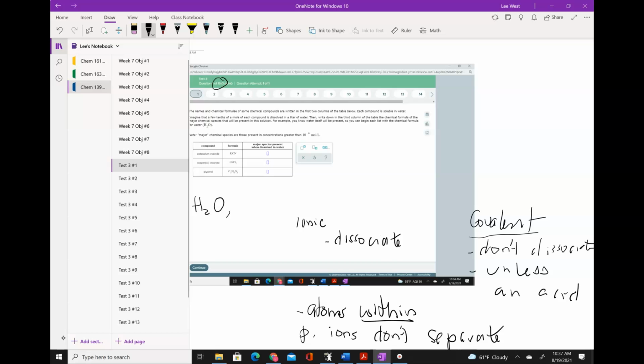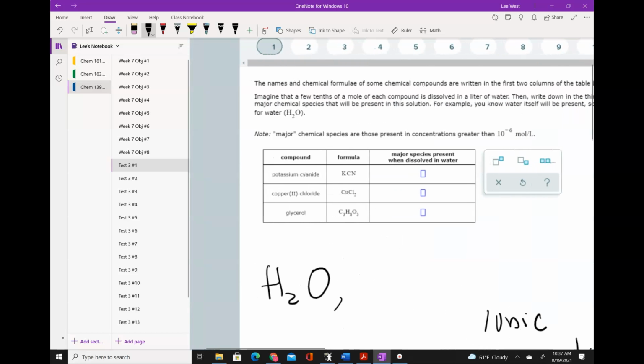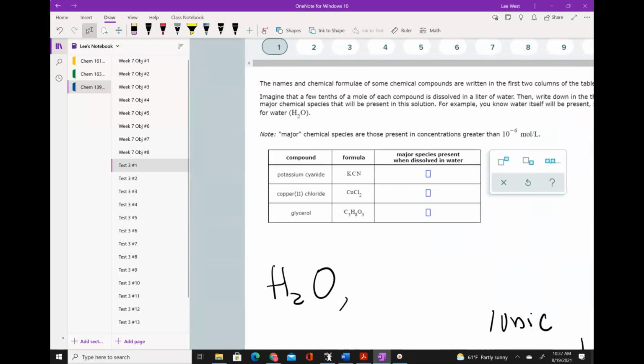So let's have a look. The first thing I'm going to do is go through and identify, do we have any ionic compounds and do we have any covalent compounds? So this guy is ionic because it begins with a metal. This guy is ionic because it begins with a metal, and this guy is covalent, and I know it's not an acid because its formula doesn't begin with hydrogen, and also because its name doesn't involve the term acid. So in every case, we're going to put the species water.